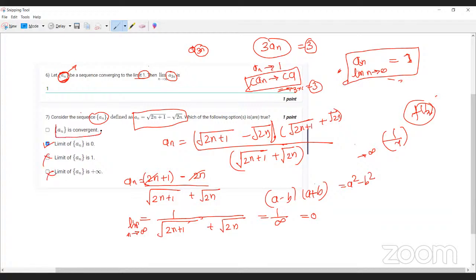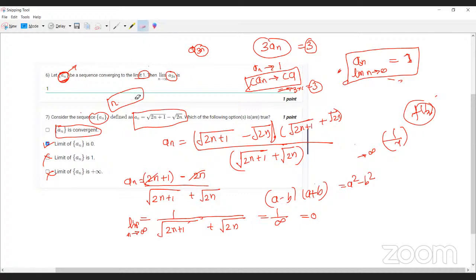Is this an convergent or divergent? If there is no limit given, then we have to say that n tends to infinity. For finding out the limit of a sequence, we consider n tends to infinity. If the domain is given, then we have to consider that.